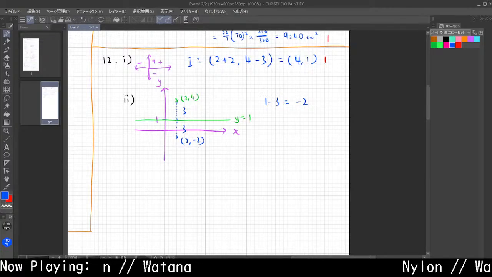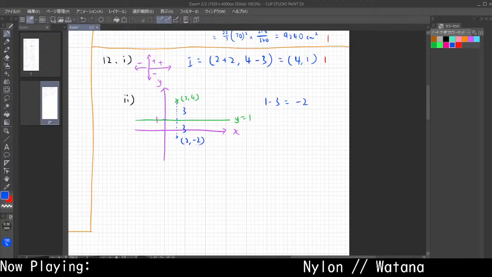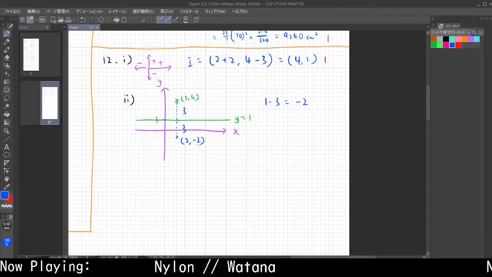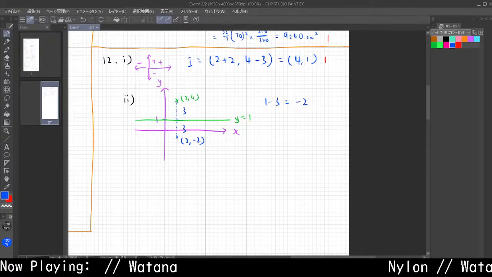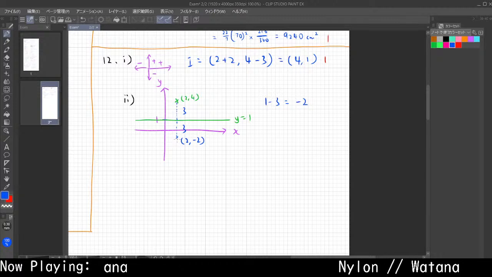You flip over, so 4 to 1 is 3 units. So from 1, you move 3 more downwards, because you move downwards in this case. So 1 minus 3, you get negative 2. Therefore, the point where the image would land is at the point where your y is equal to negative 2.